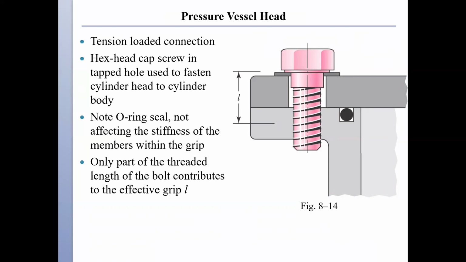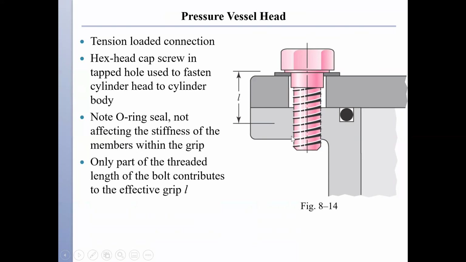So we have a hex head cap screw that is tapped in a tapped hole. So there is a hole here, and it's used to fasten the cylinder head to the cylinder body. Please note that we have an O-ring seal that is not affecting the stiffness of the members within the grip, but it's just a seal.